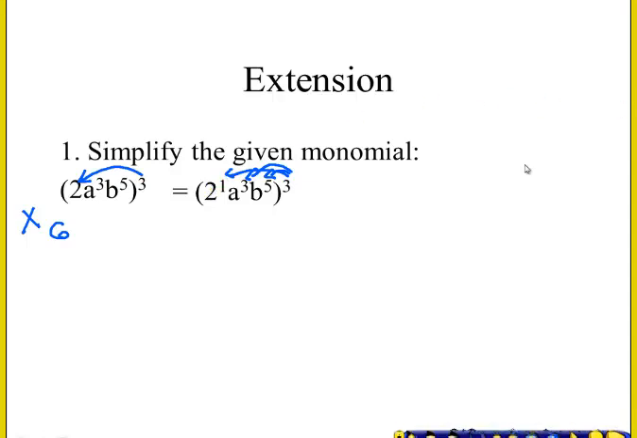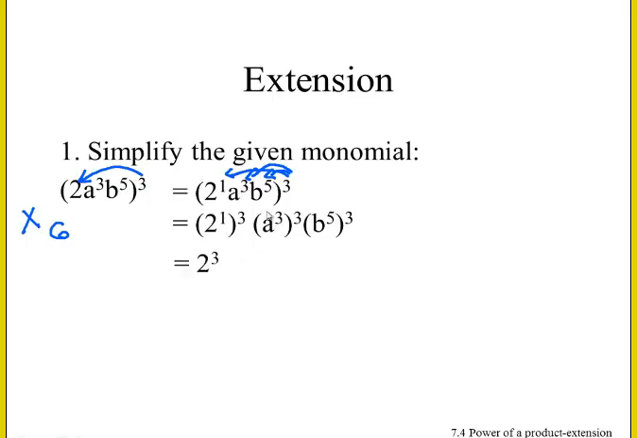Alright, so we will have now 2 raised to 1 raised to 3, a raised to 3 raised to 3, b raised to 5 raised to 3. We can skip this step actually and just say we have 2 raised to 3, a raised to 9, and then b raised to 15. Now 2 raised to 3 is 2 times 2 times 2, which is equal to 8. So our final answer is 8a^9 b^15.